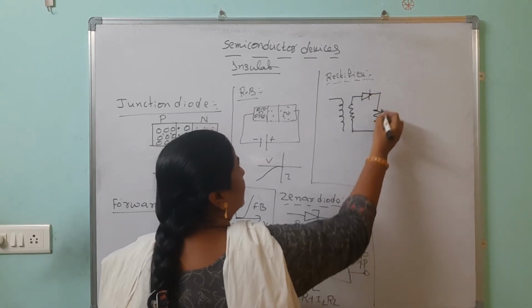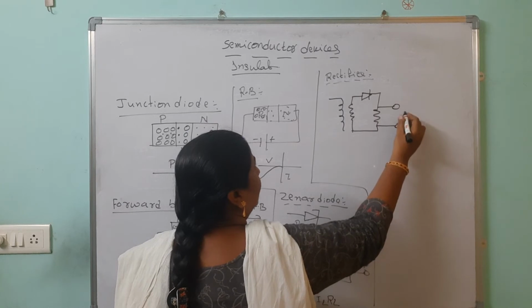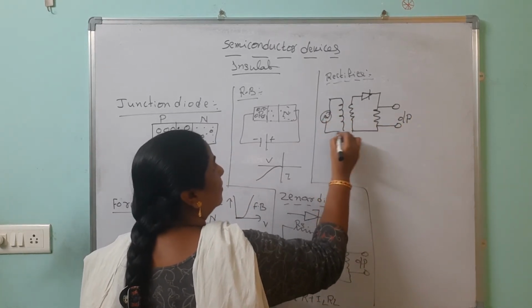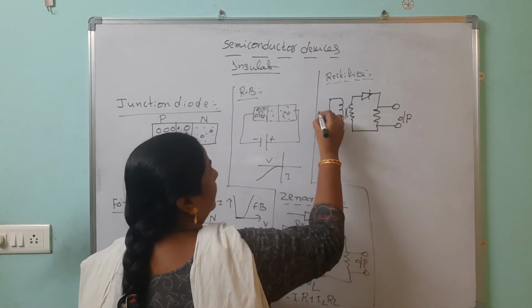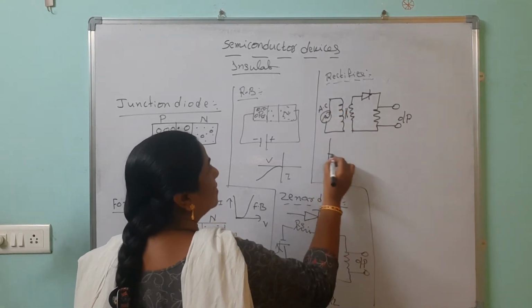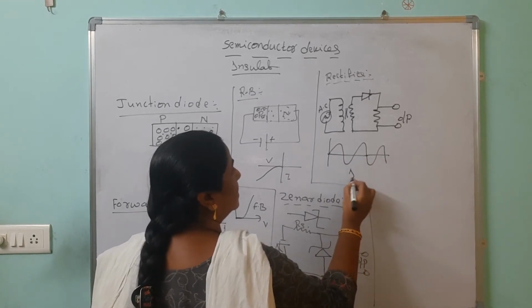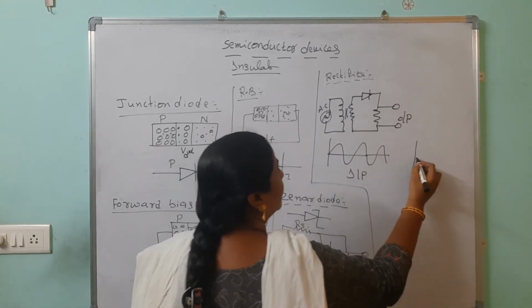This is the load resistor. Here we are getting the output. Here one input is there. This is the symbol for alternating current. In terms of waves, the input we can say has a positive pulse and a negative pulse, like this. This is the input. But the output, you look here.